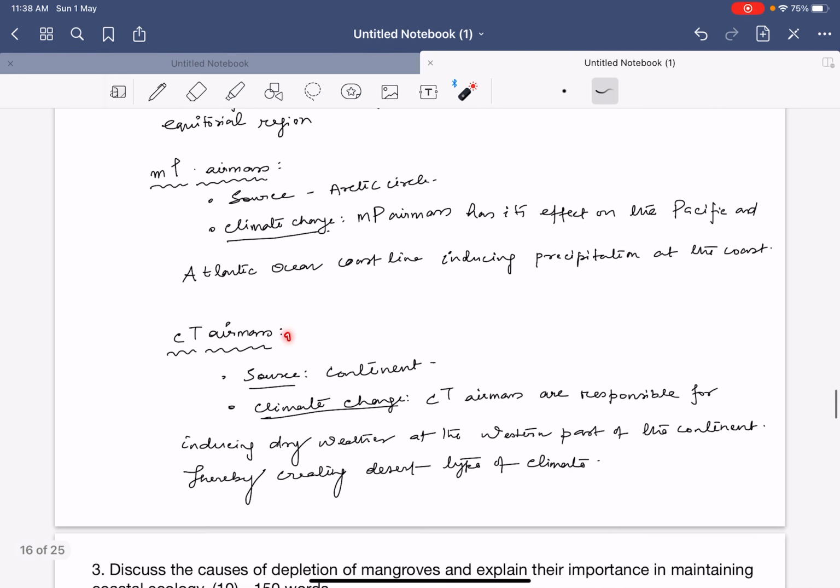Next, we have the continental tropical air mass. Again, the source is the continent. Again, what is the climate change that is induced? See, this continental tropical air mass is basically warm in nature, and they are responsible for inducing dry weather at the western part of the continent, thereby creating desert type of climate. Understand this?